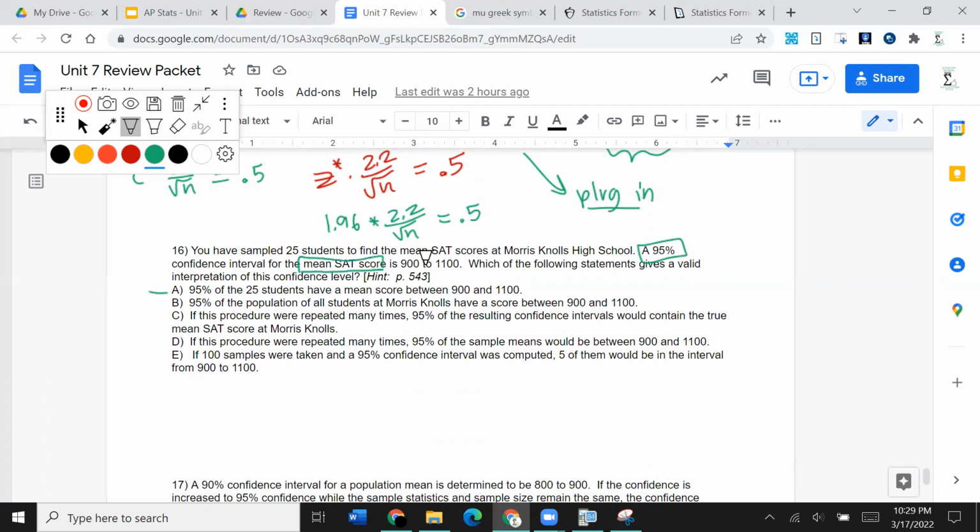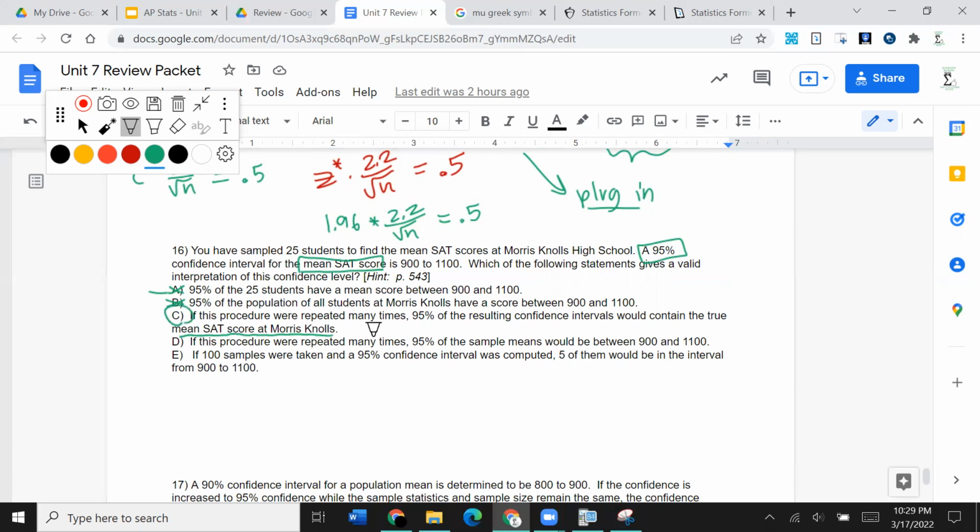So letter A, 95% of the 25 students have a mean score between 900 and 1100. That's not answering level. 95% of the population of all Morris Knowles have scores between 900 and 1100. Nope. If the procedure were repeated many times, 95% of the resulting confidence intervals would contain the true mean SAT score at Morris Knowles. There you go.